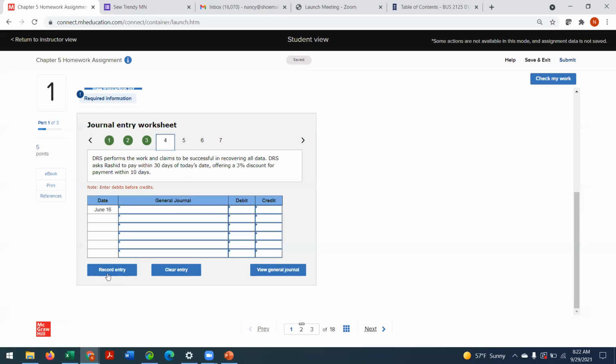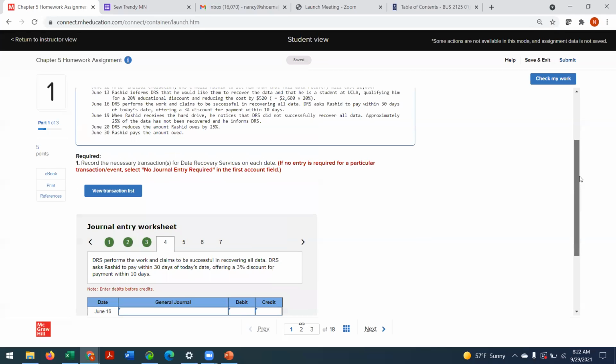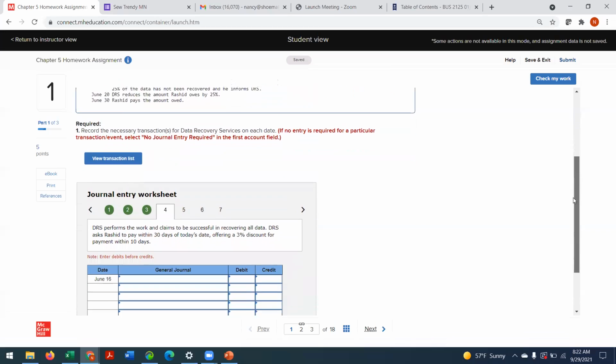Now, number 4. DRS performs the work and claims to be successful in recovering all data. DRS asks Rashid to pay within 30 days of today's date, offering a 3% discount for payment within 10 days. So we are going to record this journal entry. The service has been done. We know Rashid gets the 20% discount. And the 20%, let me just confirm, 20% discount is on 2,600.